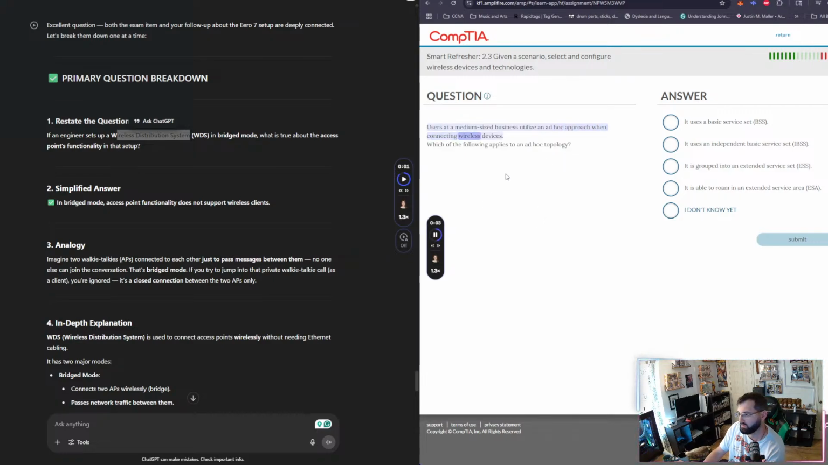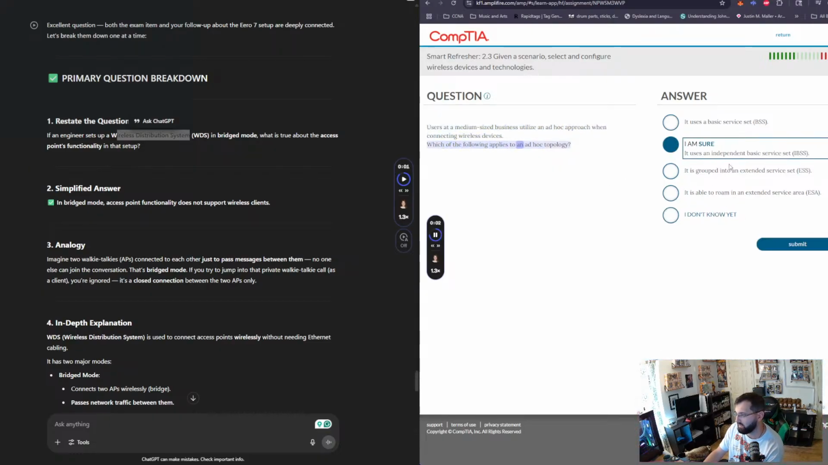Approach when connecting wireless devices. Users at a medium-sized business utilize an ad hoc approach when connecting wireless devices. Which of the following applies to an ad hoc topology? Independent basic service set.